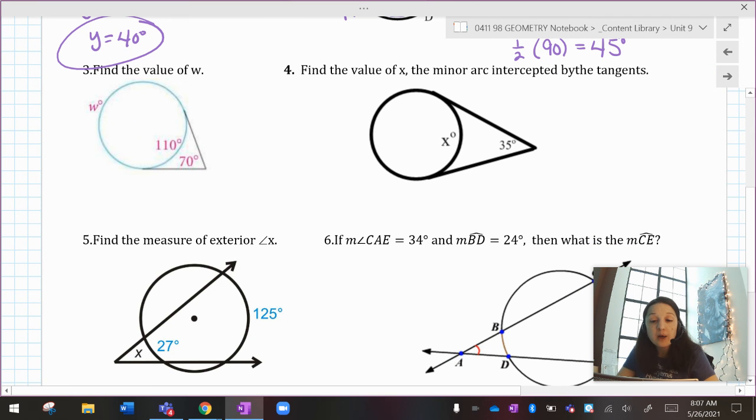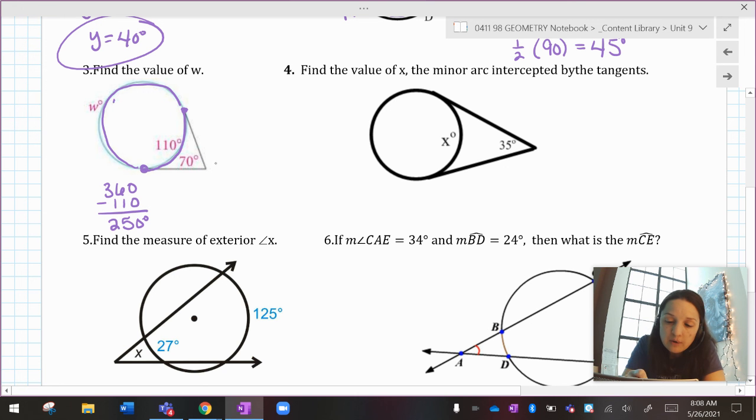Number 3, find the value of W. Okay, well, look, these are two tangents. They fit that rule that we talked about a little bit earlier. 110 plus 70 does add to 180, but that's not what they wanted. They wanted W. Well, if I look at W, this side of the circle is 110. W is just the other side. So 360 minus 110 is 250. So that's W.